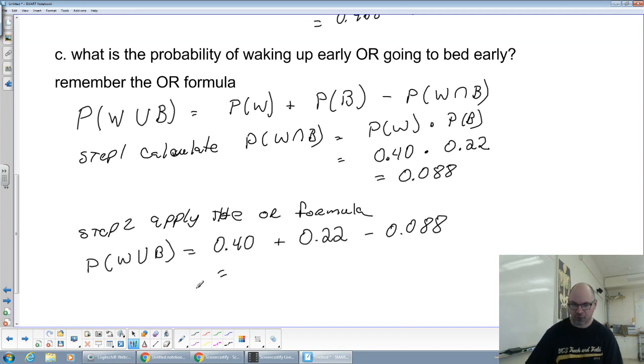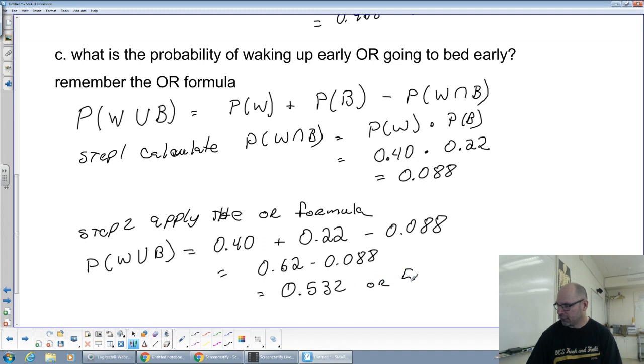And that's going to give us a total. So if we do that subtraction there, you get 0.532 or 53.2%. So you can have independent events that have some overlap, right? Even though one probability doesn't affect the other.